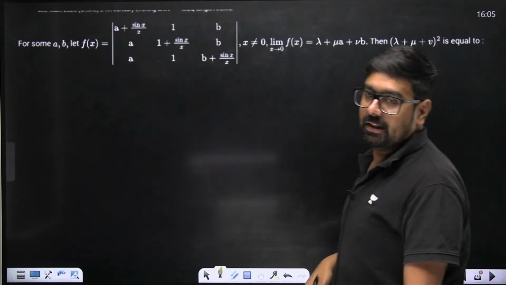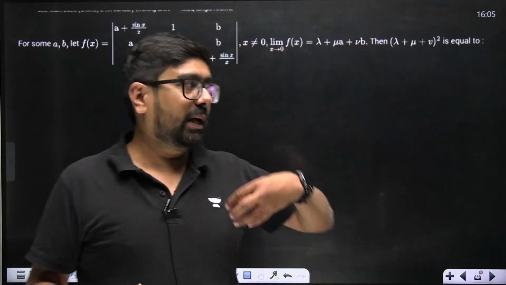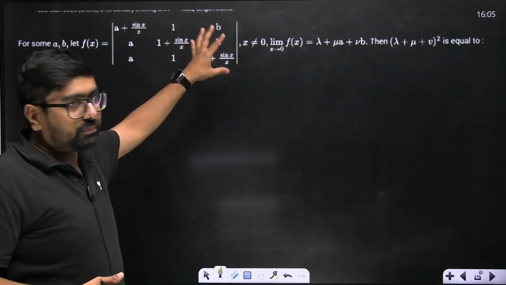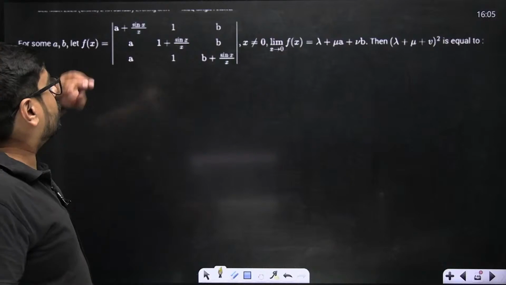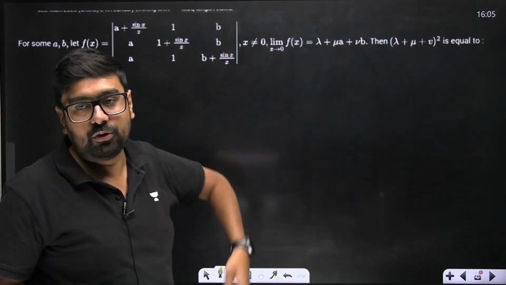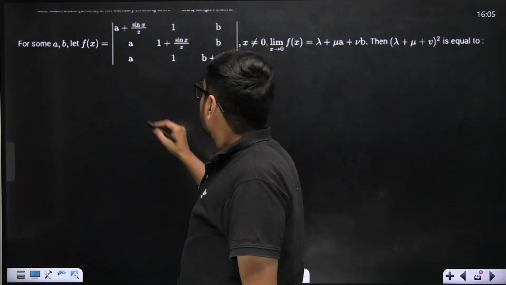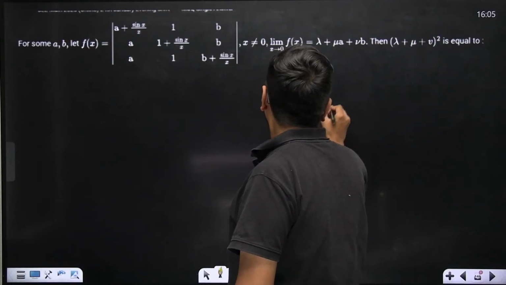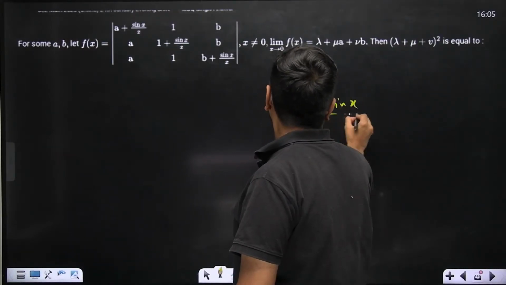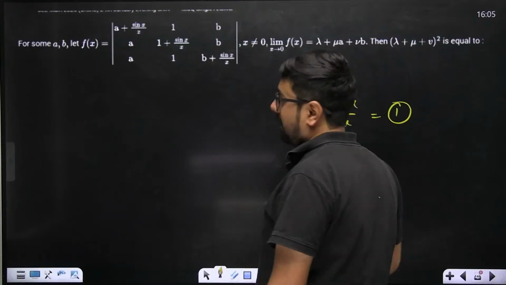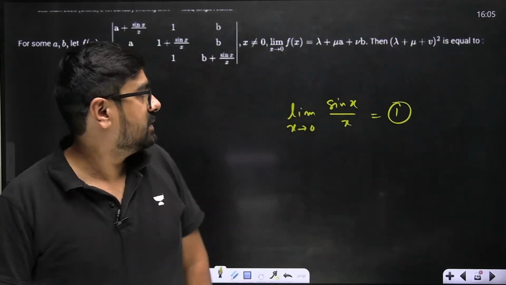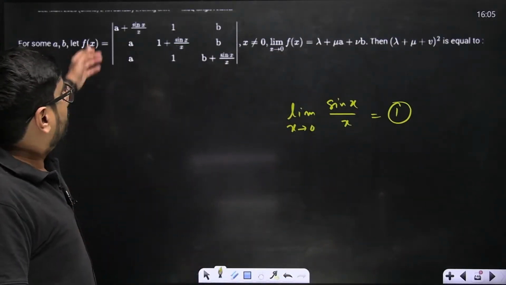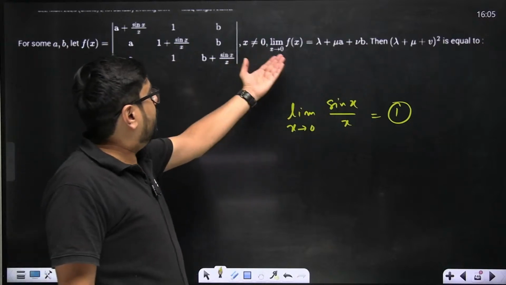Limits. They have also started putting limits in your matrix. So standard limits, I would suggest that you should revise once. For example, limit of x tending to 0, sin x by x is equal to 1. These are standard limits. Standard limits you should know. If you know this, then you can easily solve this.